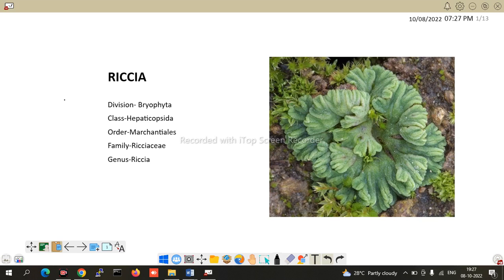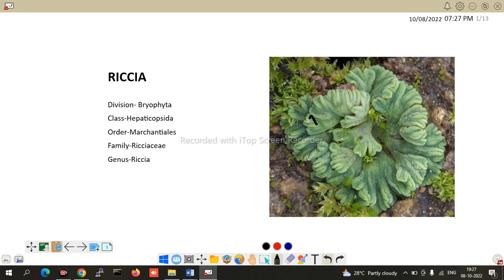Hepaticopsida means these are in the foliose form. Look at the picture there. These are the foliose forms. There is no distinct midrib, and so dichotomous branches. Look here, the dichotomous branches are there. These are the dichotomy and there is no midrib. So it comes under class Hepaticopsida.